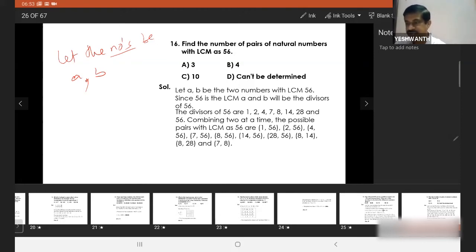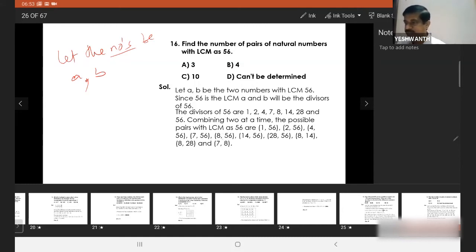So what all are the divisors of 56? If you take 1, 2, 4, 7, 8, 14, 28, these are all the divisors of 56. So if you take two at a time with LCM as 56, you can get 1 and 56, 2 and 56, 4 and 56, 7 and 56, 8 and 56, 14 and 56, and 28 and 56.